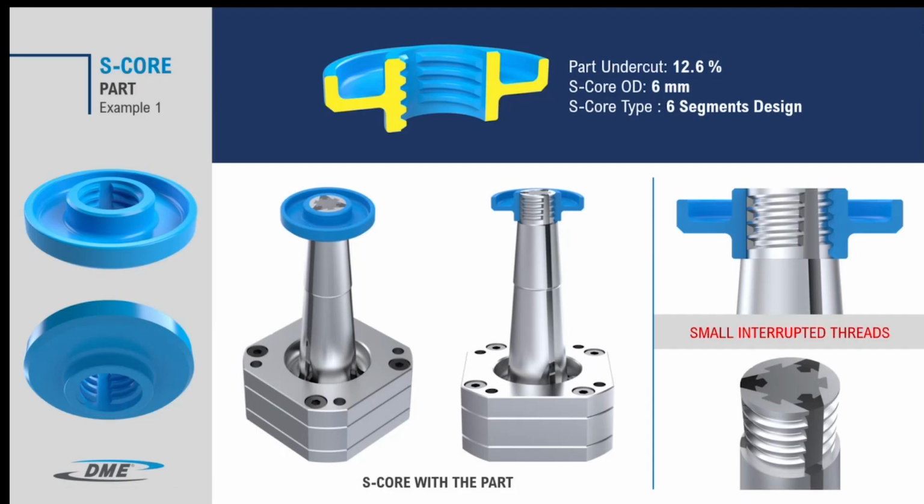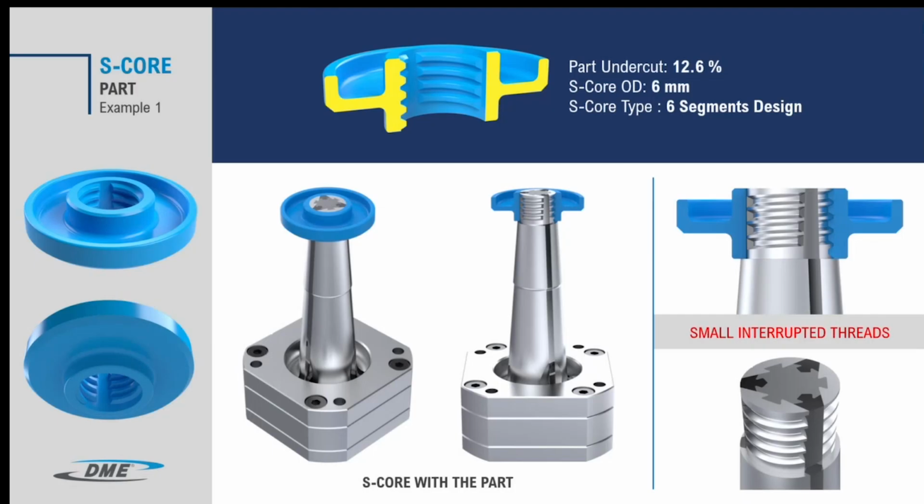For this kind of situation, we are using our unique product called S-core. S-core can handle an undercut up to 13%. In this example, the undercut percentage is 12.6%, so it is within the safe range of S-core. To achieve proper collapse, we are using a 6-segment design. This type of application is very common for small threaded parts where the space is limited. Finally, this product is already working well at the customer side.